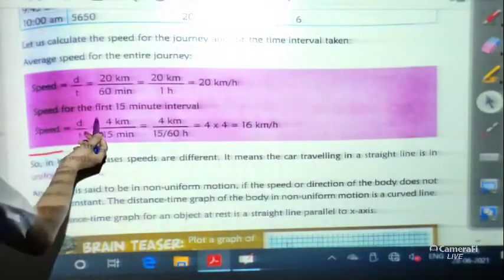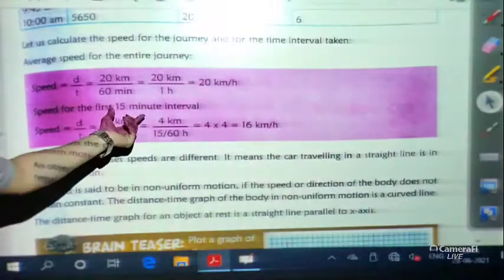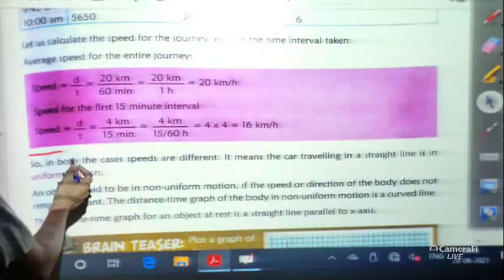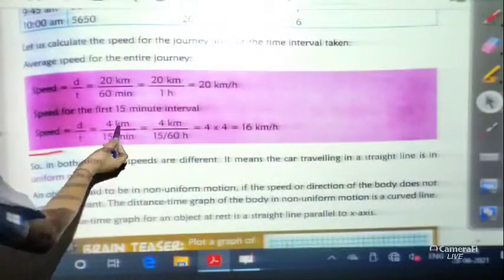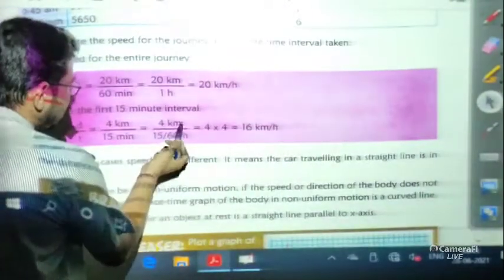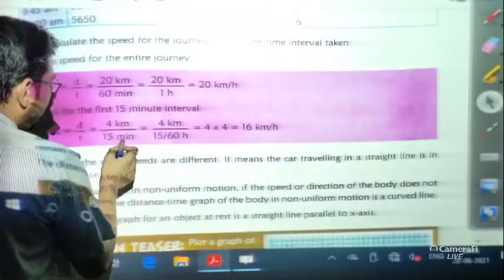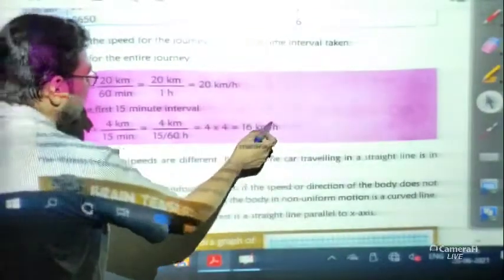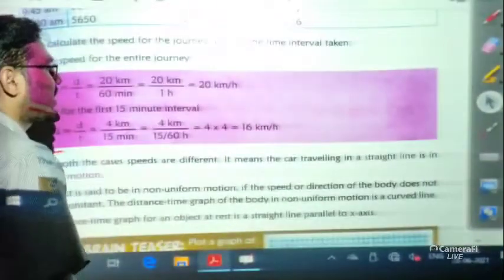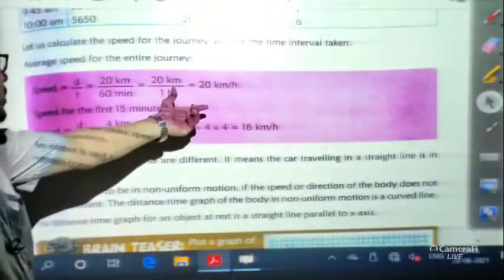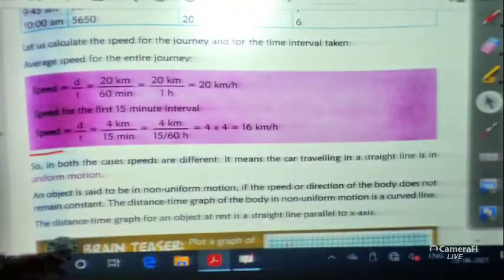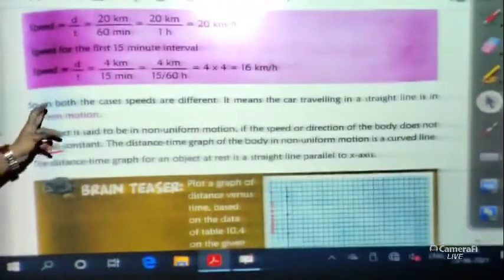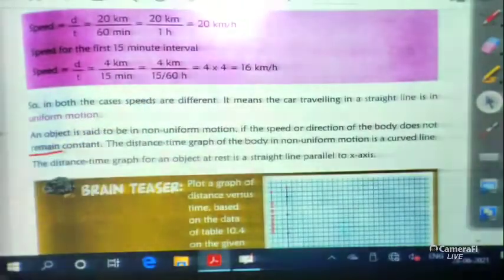Now if we want to find out the interval speed, or first 15 minute speed, then in the first 15 minutes the distance is 4 and time is 15 minutes, so 4 by 15. If you convert this 4 kilometer by 15 minutes into kilometer per hour, you will find 16 kilometer per hour. So what do we find, students? That the speed is not uniform throughout the motion. In both cases the speeds are different.